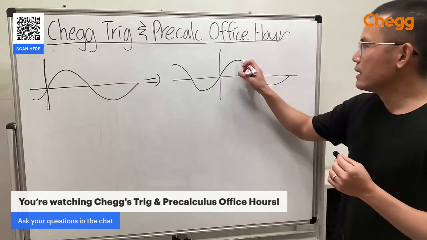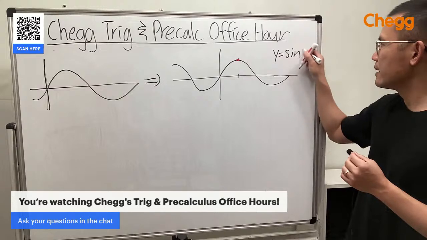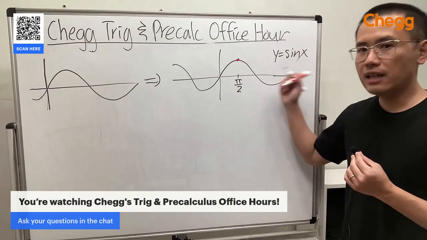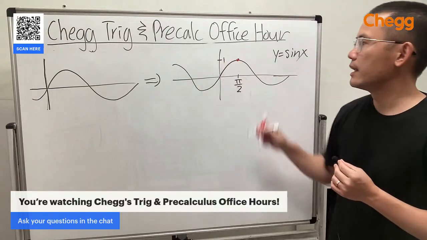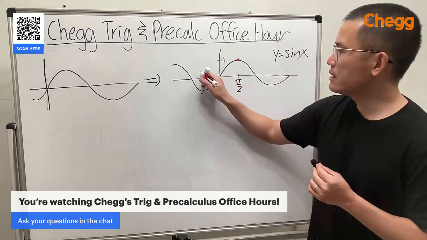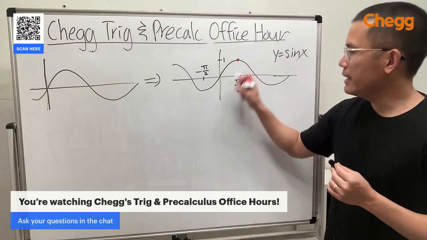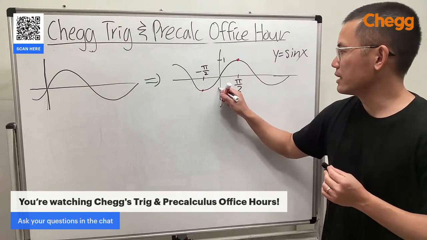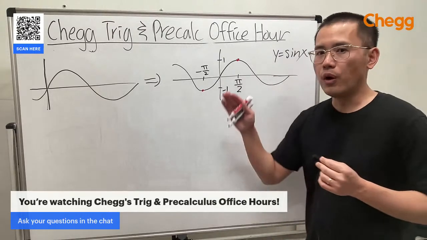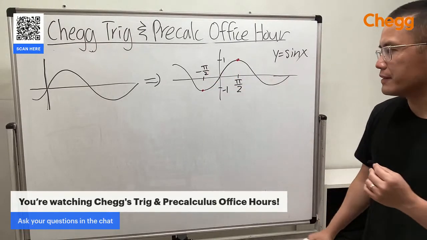Now have a look. This point is for the sine graph. When you have pi over 2, sine of pi over 2 gives you 1. And then if you come here, this is the other side. You have negative pi over 2. And in fact, this number here is negative 1. And this is actually true for all the values on the sine graph.